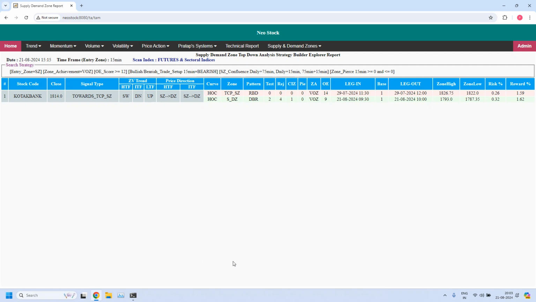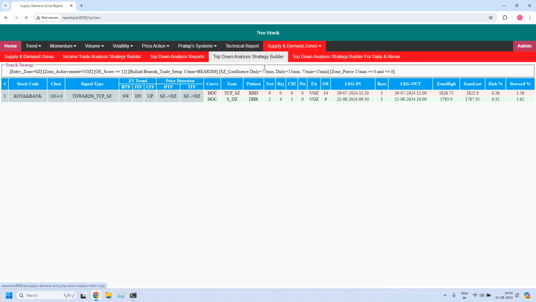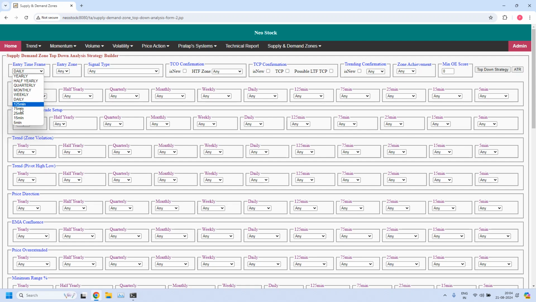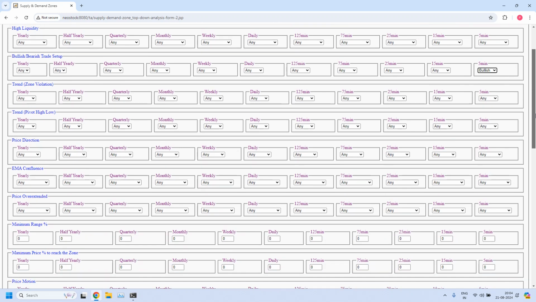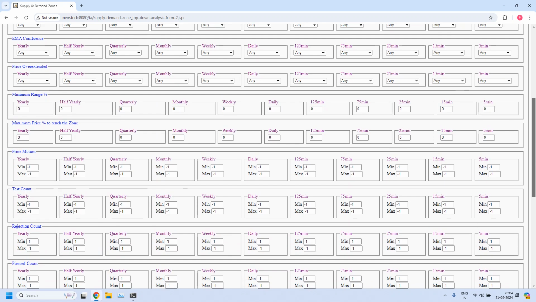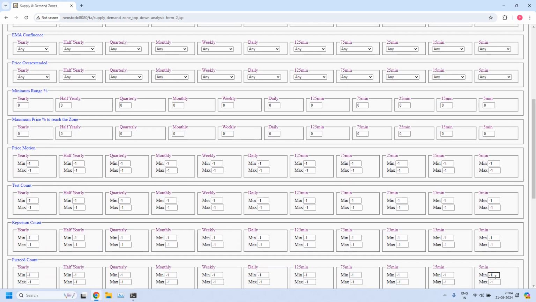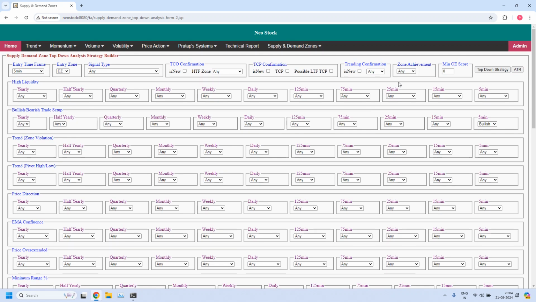So the next report is hourly income trade, bullish trade setup. For hourly income trade, 5 minutes is the entry time frame, and the bullish trade setup entry zone is demand zone. In bullish or bearish trade setup, for 5 minutes I am selecting bullish. 5 minutes demand zone should not be pierced. So in the pierced count, 5 minutes time frame, minimum value I am setting 0, maximum value I am setting 0. Zone achievement is violated opposing zone, minimum odd enhanced score is 12. All the three filters are applied to 5 minutes demand zone.